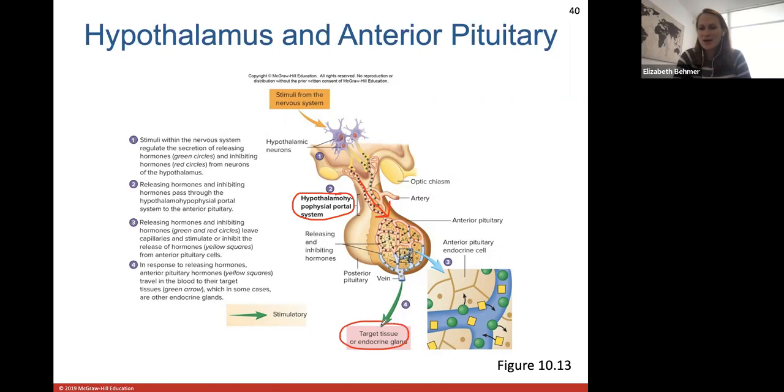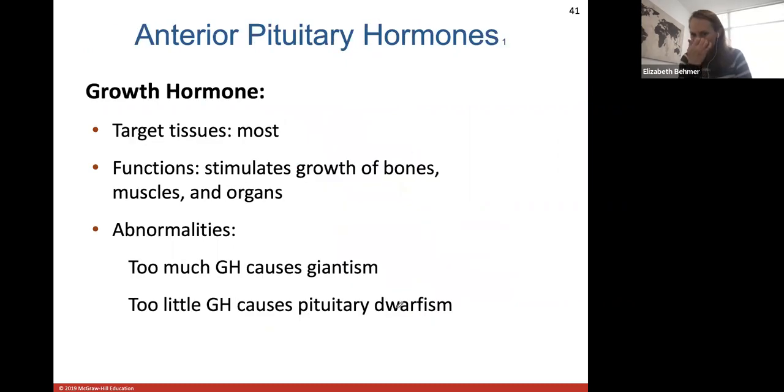So that is how we have control of secretion of hormones coming from the neurons in the hypothalamus, releasing hormones, which act on the anterior pituitary to release their hormones. And then those hormones travel directly in the bloodstream to act on their target tissue or a different endocrine gland. So we'll go over these anterior pituitary hormones first.